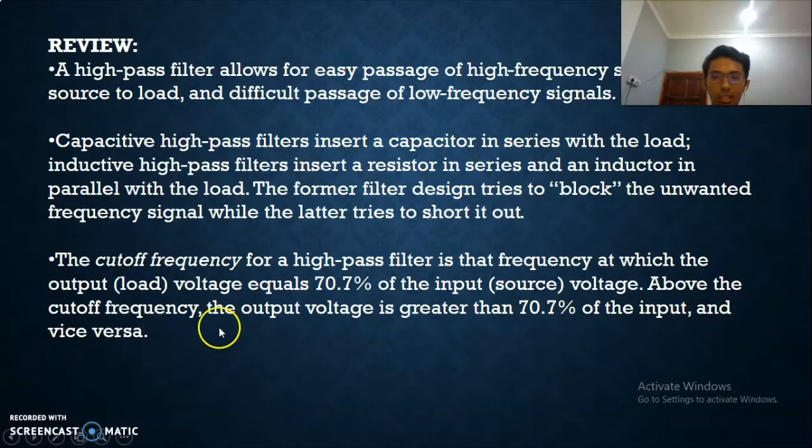That we can see that high-pass filter is different with the low-pass filter. And next, we can see another example for the filter.